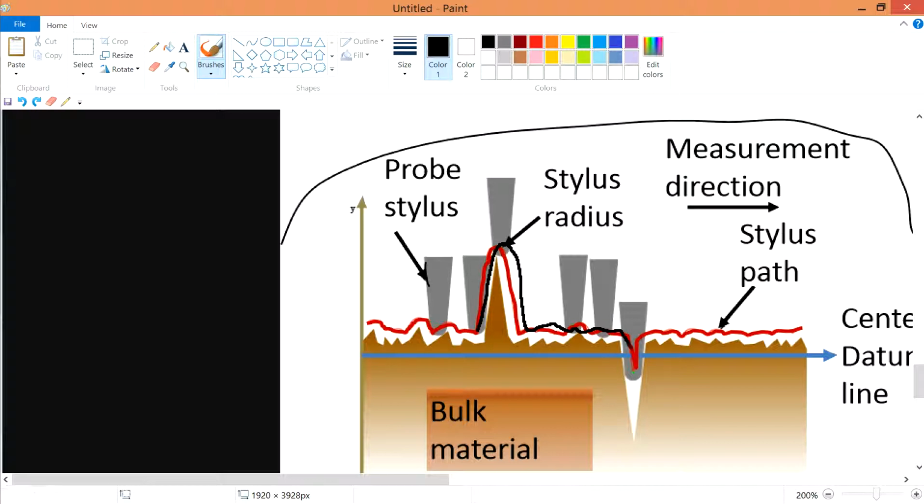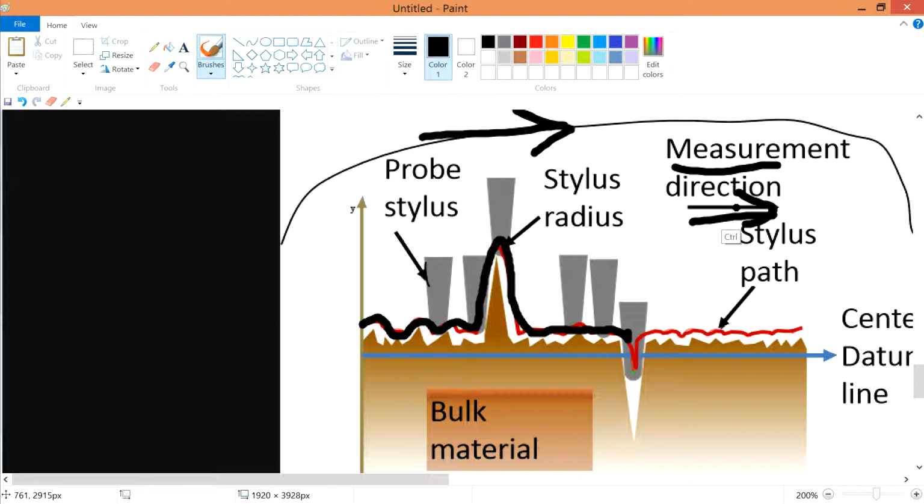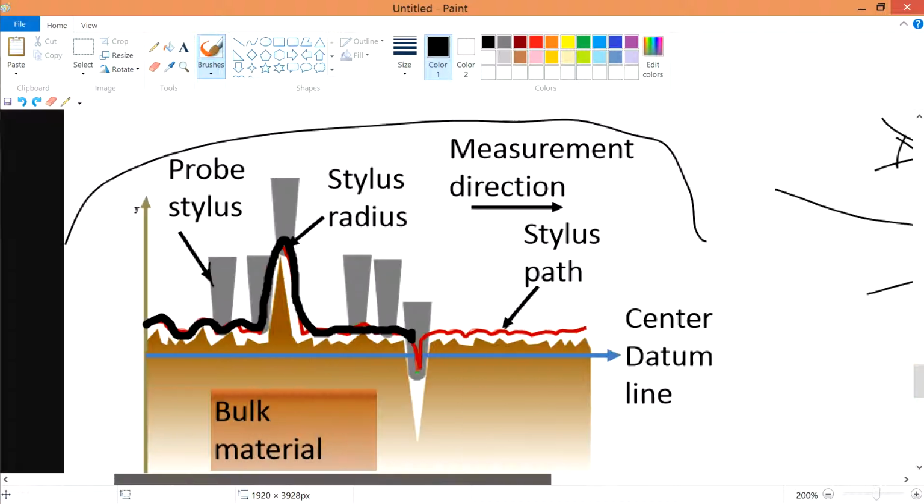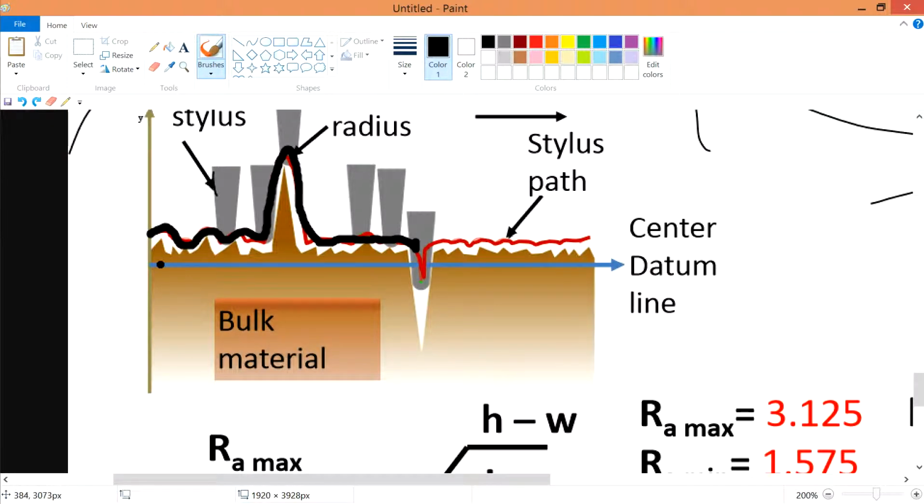These are the graphs that you're talking about, and these are the paths. I should go thicker. This whole thing is your stylus path, because you are going in this direction. The measurement direction is this direction. So this whole thing is the path that you take.